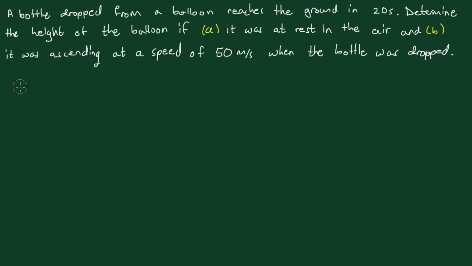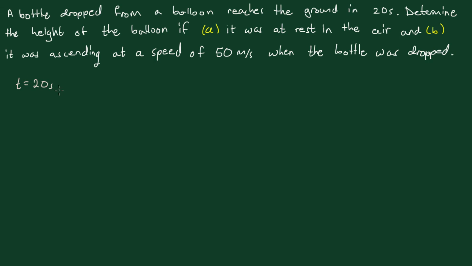So the first thing we want to do is write down the information that we're given, right? The first piece of information is the time. It takes 20 seconds in both cases for the bottle to drop to the floor. So we'll write T is equal to 20 seconds.